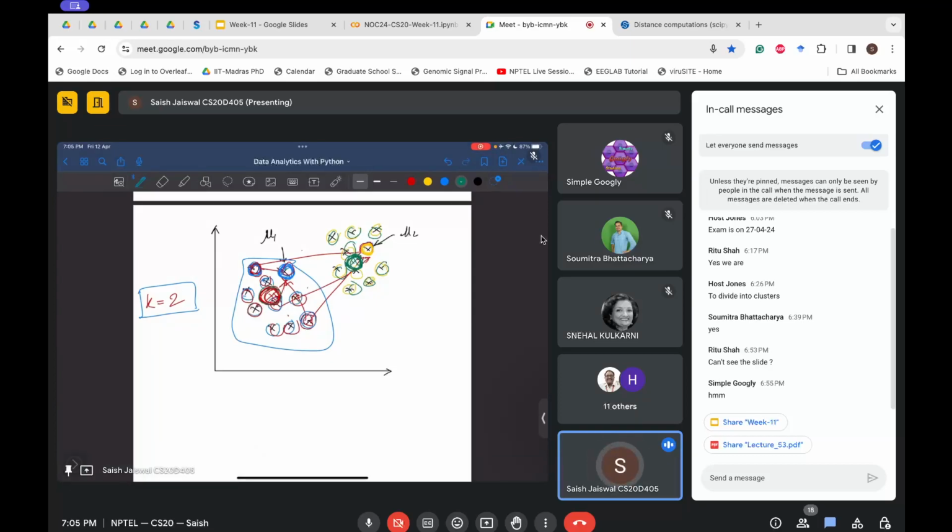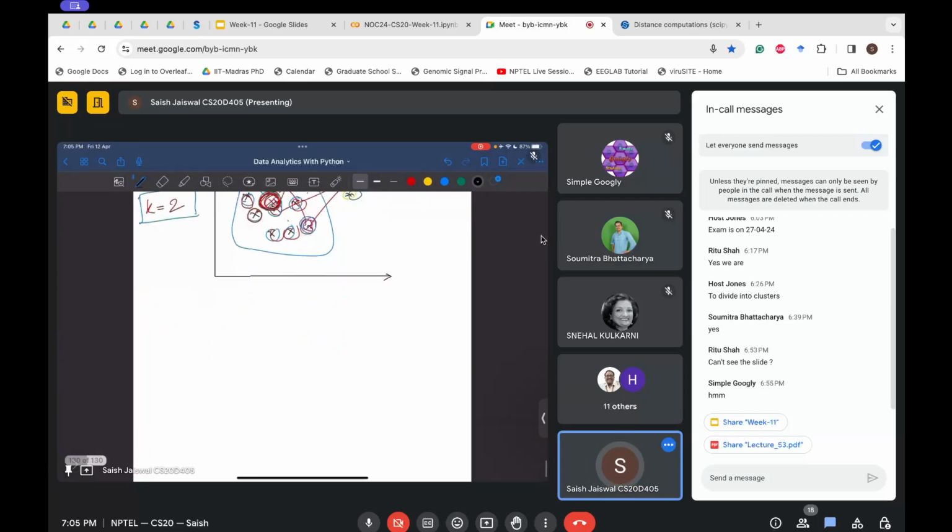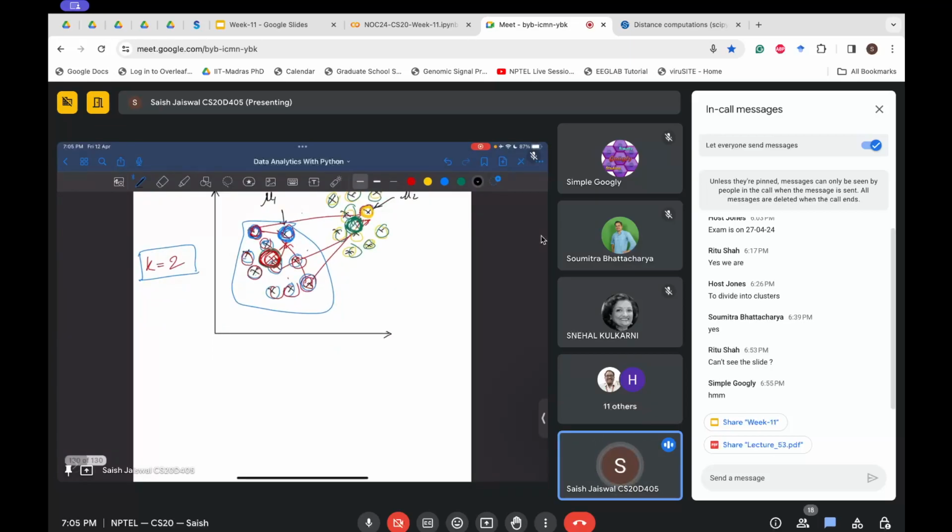You keep continuing this process till the point there are different criteria on which you can stop the k-means clustering algorithm. The first criterion is when the means don't change.